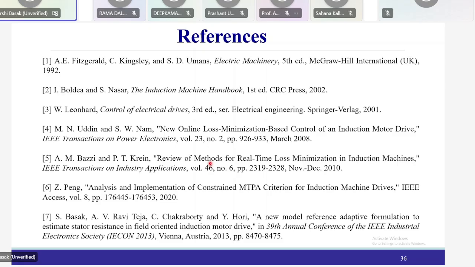You can refer to the paper by Professor S.K. Sul for the MTPA and MTPV to understand the field weakening operation of the induction machine. Then you can also refer to this paper for the constant MTPA criterion, and also to this paper for stator resistance estimation in induction motor drives.